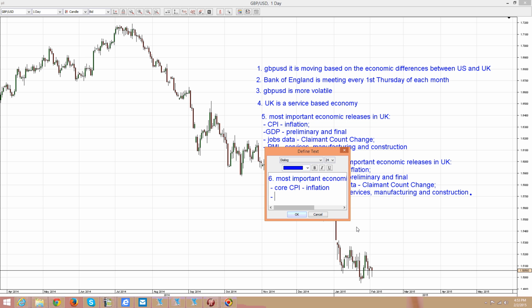The non-farm payrolls, NFP. The non-farm payrolls number is released on the first Friday of each month. Basically, this coming Friday, as we are on the 2nd of February, we should see the non-farm payrolls being released in the United States together with the unemployment rate.